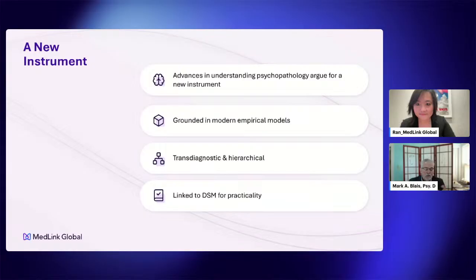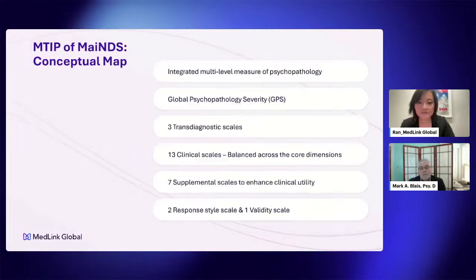So this builds an argument for a new type of instrument, one that's grounded in modern empirical models of psychopathology, that's transdiagnostic and hierarchically organized, multi-leveled, but is linked to the DSM for practicality and clinical continuity. With that background, MedLink invited me to be part of this process of creating this next generation assessment system, and that began by developing our multi-level measure of psychopathology.